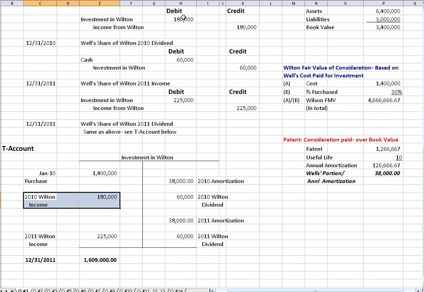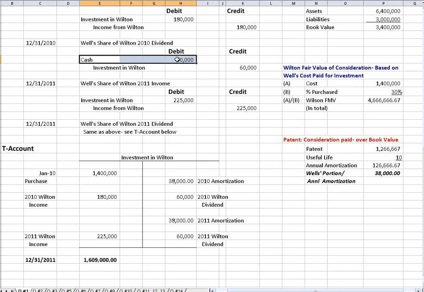There's the share of the income, increases the investment account, and also creates income to the parent. Wilson's share of the dividend. Wells, the parent, share of the dividend.